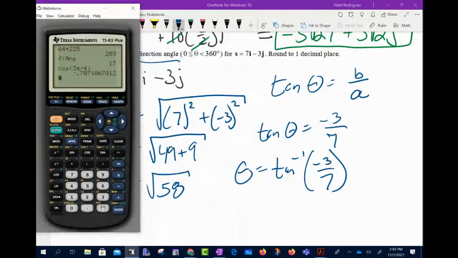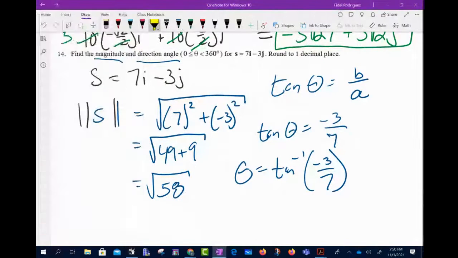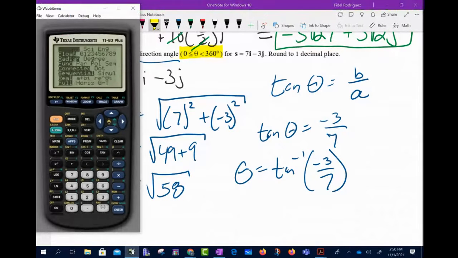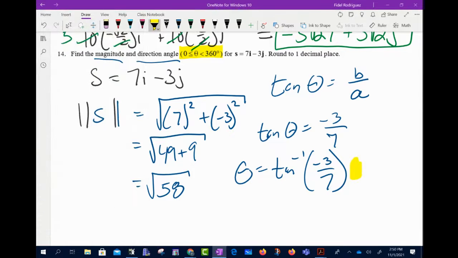negative 3 over 7. And guys, one thing I want to mention here, if you look at the problem, it's telling me that theta should be between 0 and 360 degrees. So we're going to write our answer in degrees. The first thing I'm going to do is change my calculator to degree mode. There we go. And we're going to go second, tangent inverse of negative 3 over 7. It's telling me to go to 1 decimal place. So would I write negative 23.1 or 23.2? 23.2, right? Okay.